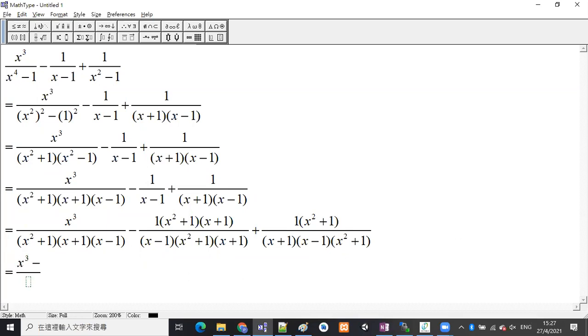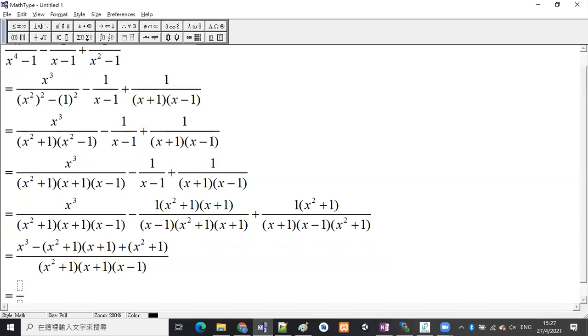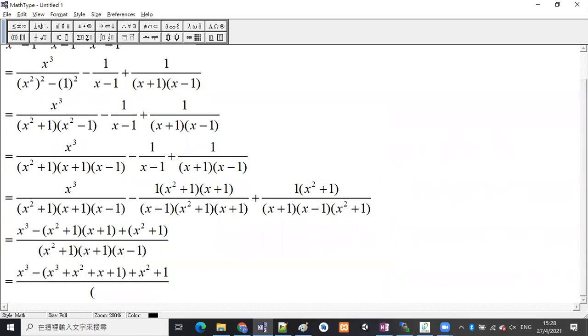So x cubed minus, so the 1 can be omitted, x squared plus 1 times x plus 1, plus this one can also be omitted, x squared plus 1. Okay, just copy the denominator, the common denominator. Okay, and then we need to expand the bracket on the top. So x cubed minus, so when we expand the two brackets in the middle, we give it a bracket first. It's x cubed plus x squared plus x plus 1, okay, plus x squared plus 1. And then x squared plus 1, x plus 1, x minus 1.